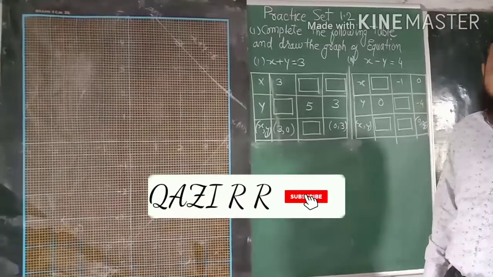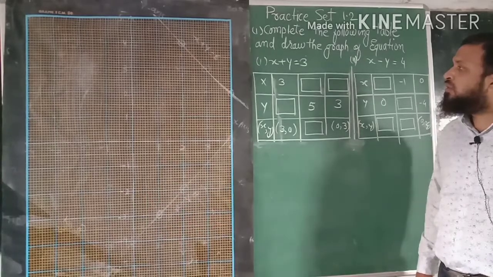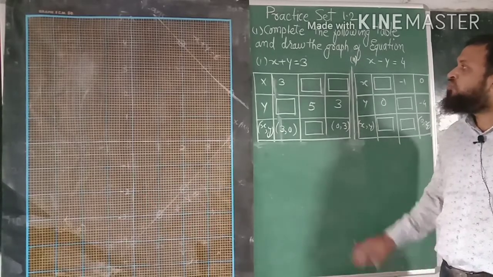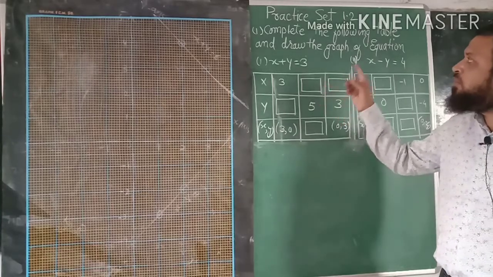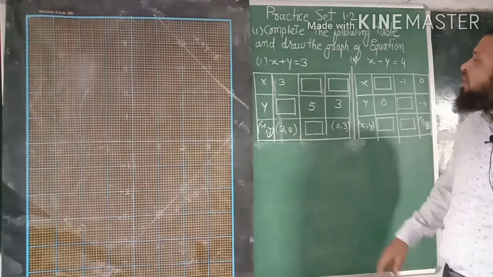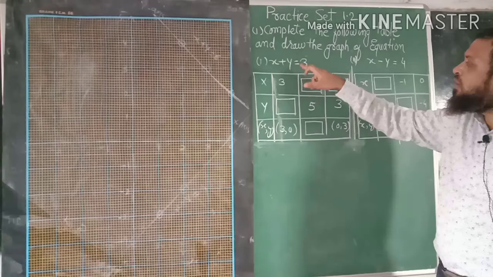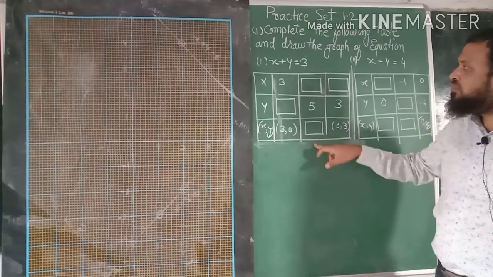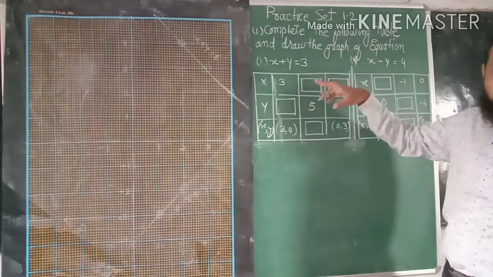In this video we will study about the solution of the linear equation in two variables by graphical method. You can see practice set 1.2. This is the activity based question. Complete the following table and draw the graph of the equation.